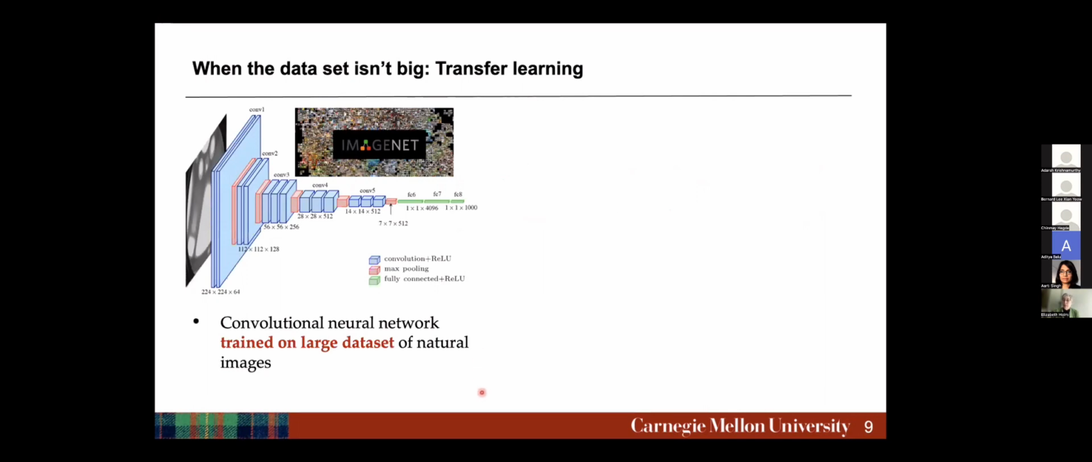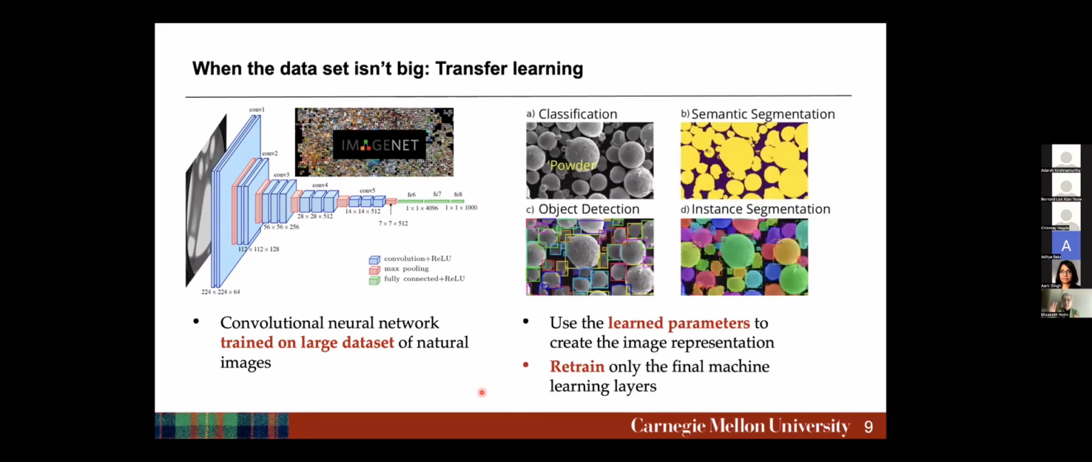Transfer learning is the main one. That is, we start out with a trained convolutional neural net. We might, in this particular case, I show you VGG16 trained on ImageNet. That's one of our workhorses in these workflows I'm going to show you. And then we, of course, use the learned parameters from the pre-trained neural net to create our image representations. And then we only have to retrain the final machine learning layers, the classifiers or whatever.